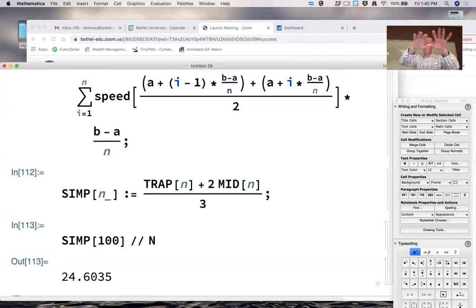And again, I don't know why we're getting the same answers when n was 10 with left, right, and trap. That's really mysterious. I'm going to see if I can figure out why after class. It might be just the particular function, but it was weird.